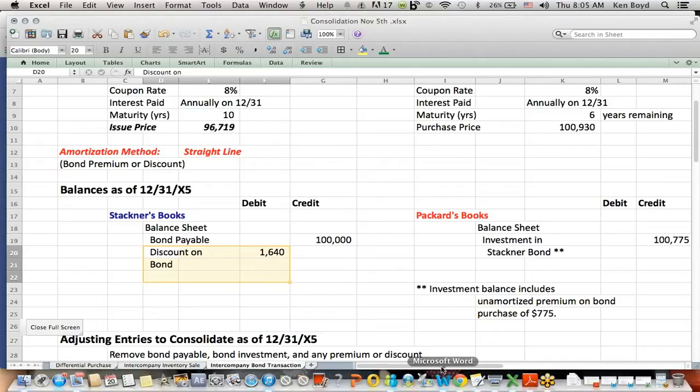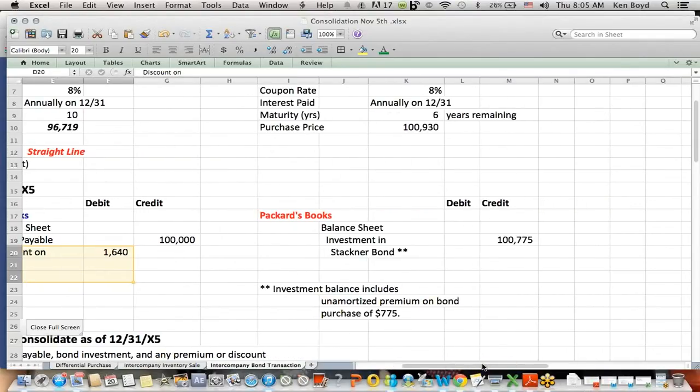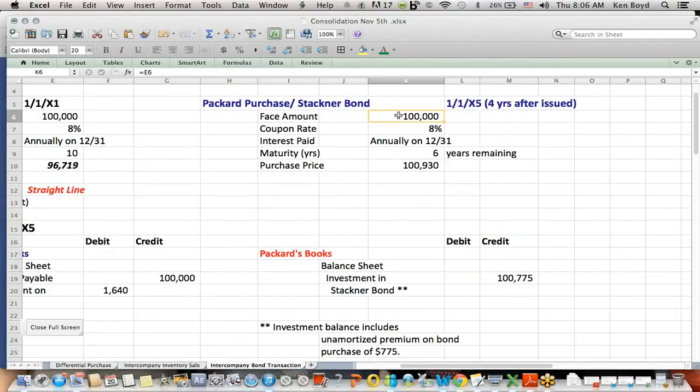When they issue the bond, 4 years later, Packard buys the bond. The parent buys the sub's bond issue. They create an account called investment in sub's bond, Stackner bond, $100,775. Now you'll note, and this is a note I added on here for the student, if you broke this apart on the financial statements, the bond's face amount is $100,000.